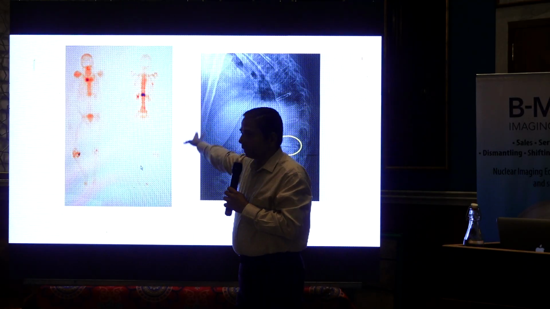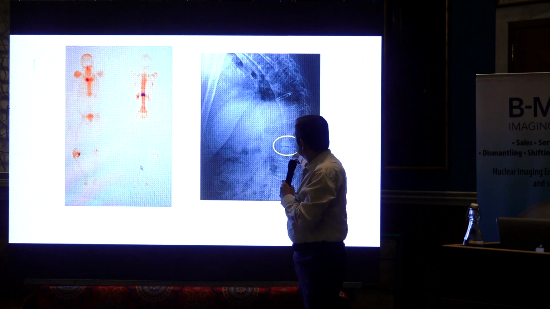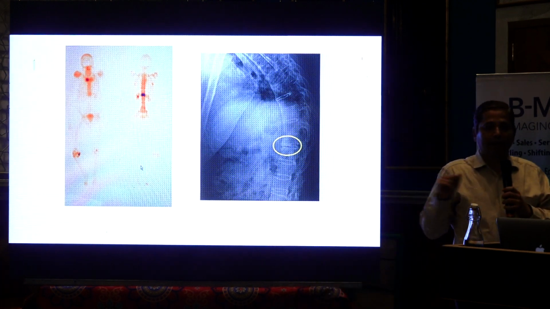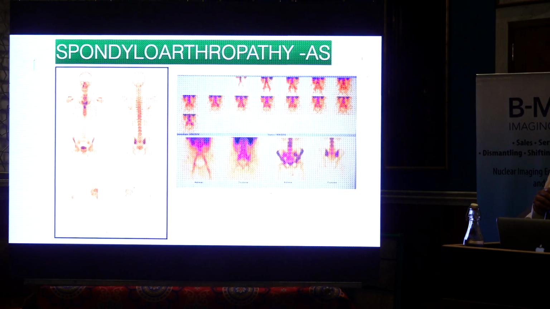After doing the bone scan, retrospectively seeing this again, there is some sclerosis, some irregularity of the end plates seen in that region. So this was the Andersson lesion, that is inflammatory spondylodiscitis. As I told, inflammation plays a very important role in spondyloarthropathy.